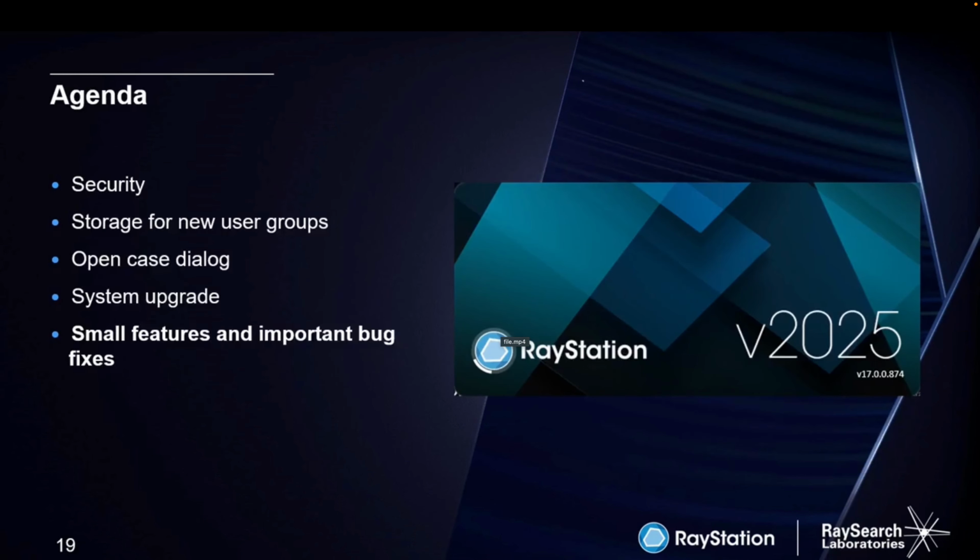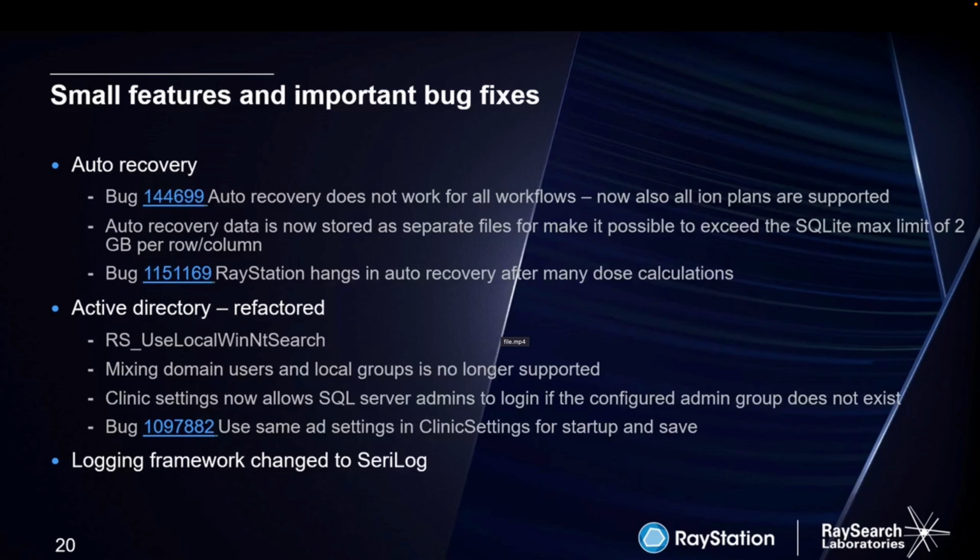Now, we are ready for the last topic on our agenda: small features and important bug fixes. Let's start with auto recovery. Auto recovery, at last, now also works for ion cases. Auto-recovery data is now stored as separate files to make it possible to exceed the limitation of 2 GB per row.